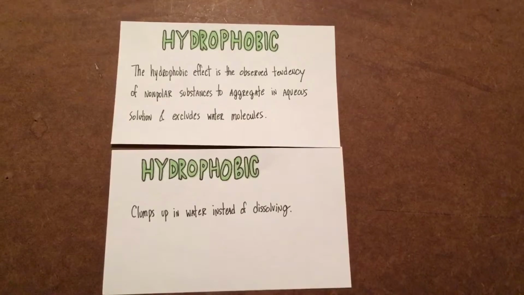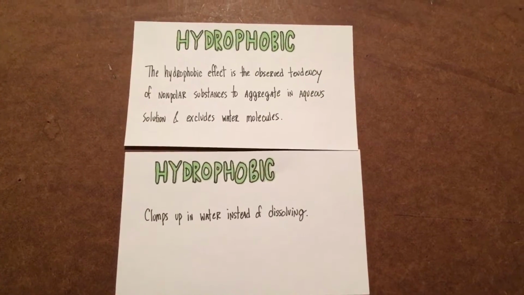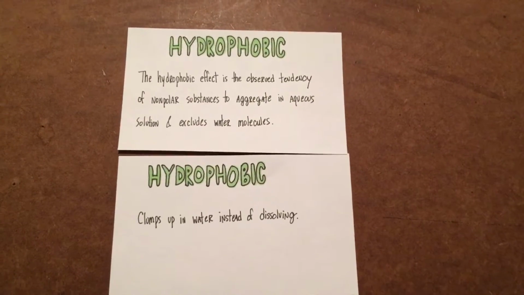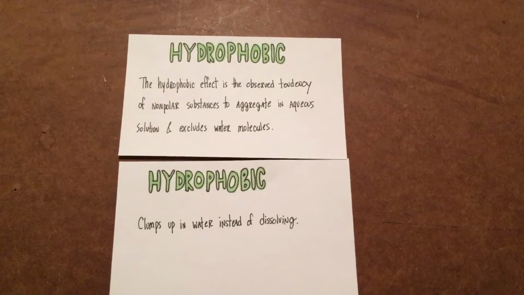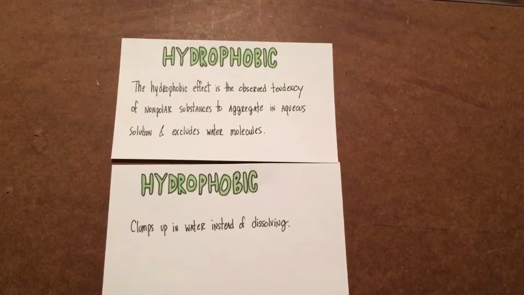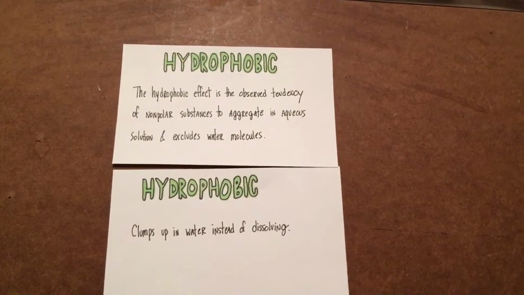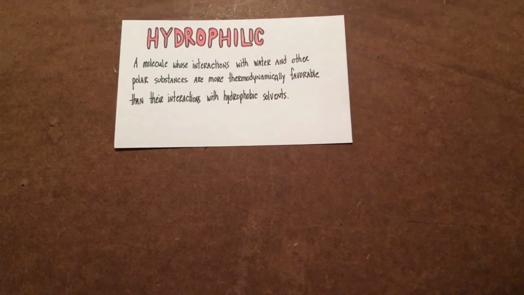Fats are hydrophobic. If you try to mix a chunk of coconut oil in water, it'll bubble up and not dissolve like sugar would dissolve in water. So that's the difference. The hydrophobic effect is the observed tendency of nonpolar substances to aggregate in aqueous solution and exclude water molecules. Or you could just say it clumps up in water instead of dissolving. We'll do a couple more just to make a point, and also because these concepts really are going to be part of what I'm talking about. So I'm not just being silly here.